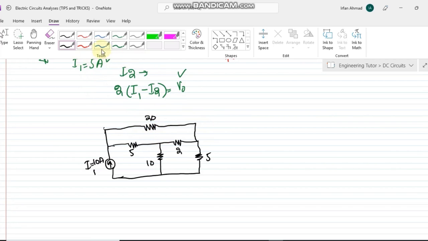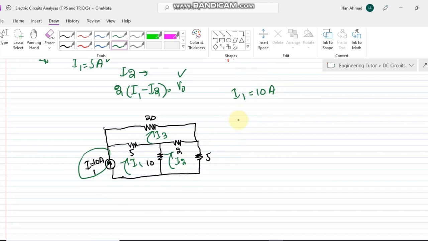Let us first use the mesh current method. In using the mesh current method, we have to identify the meshes. This is mesh number 1, this is 2, and this is 3. After identifying the meshes, we have to suppose the currents in these meshes. These are the 3 currents, and very easily it can be seen that the value of I1 is basically this, because the same branch current is flowing through it, and that would be 10 amps.